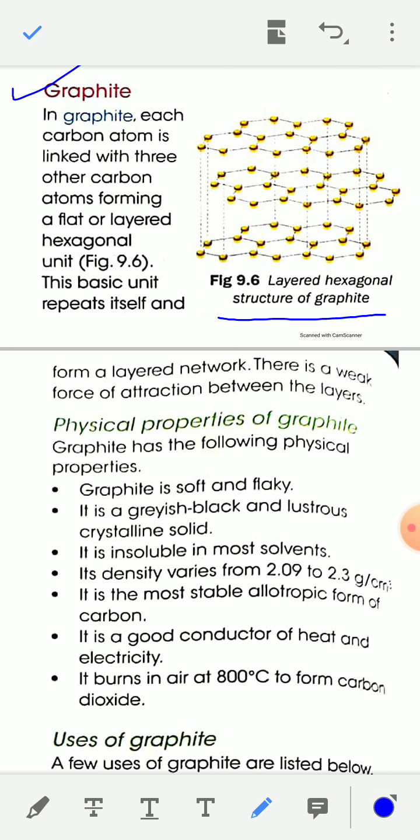In graphite, each carbon atom is linked with three other carbon atoms, forming a flat or layered hexagonal unit, and this basic unit repeats itself and forms a layered network, and there is a weak force of attraction between the layers.